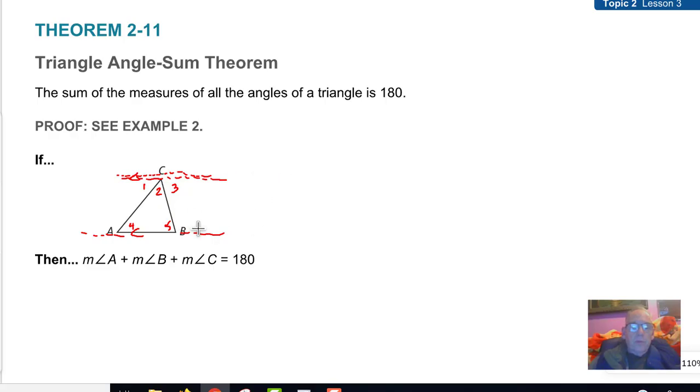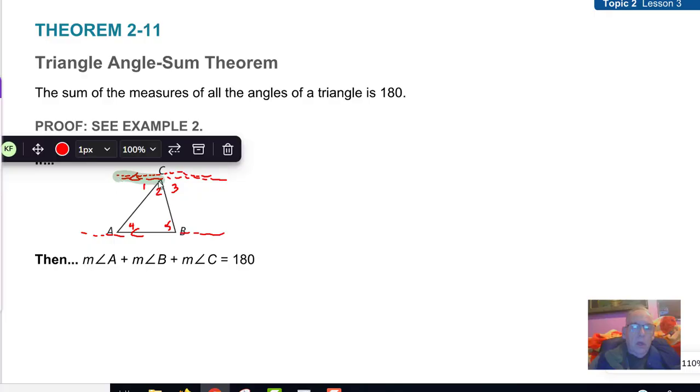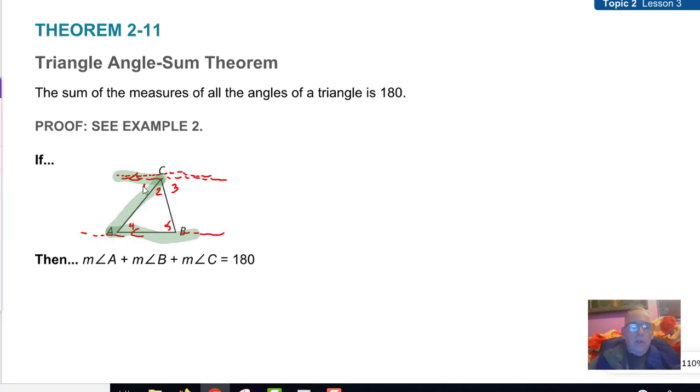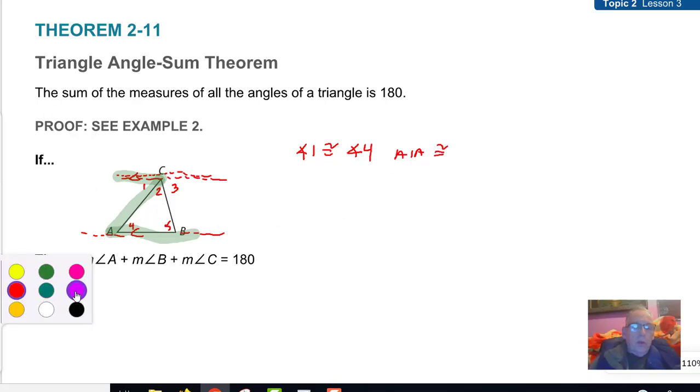Okay, so by alternate interior angles, we can see that angle 1 and angle 4 are congruent to each other. So let me make a note of that. Angle 1 is congruent to angle 4. And this would be alternate interior angles are congruent. Okay, let's see what else we can do.